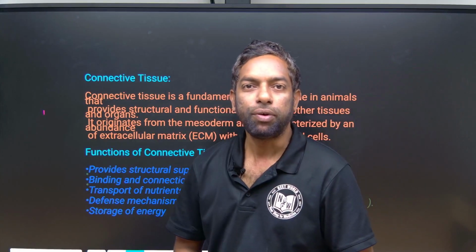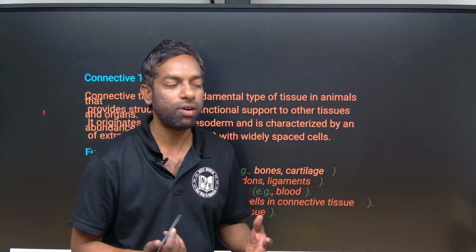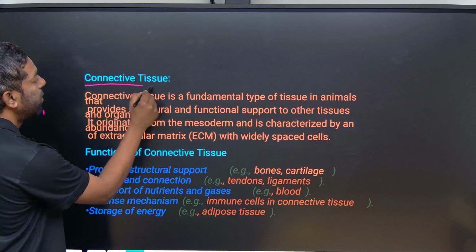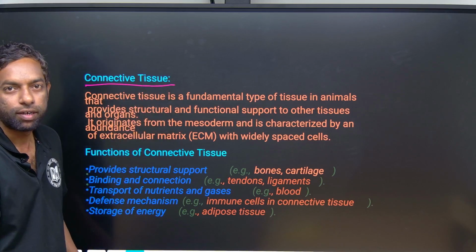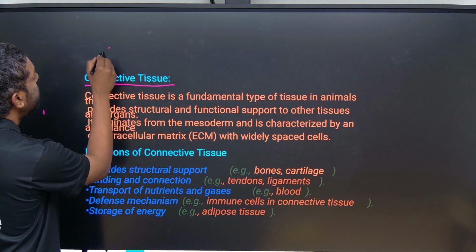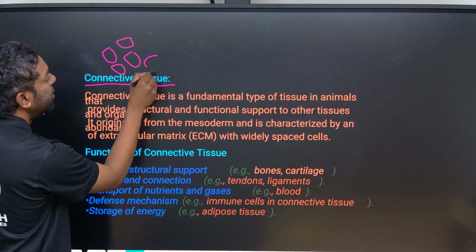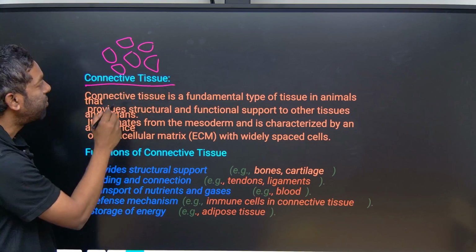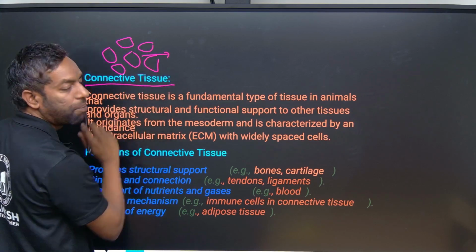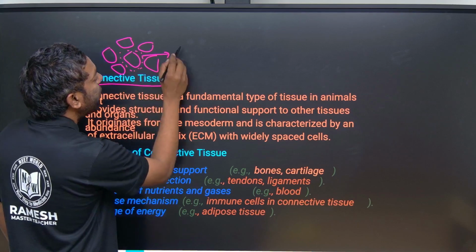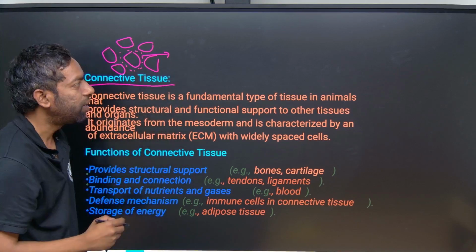Guys, today we are going to discuss the connective tissue. Okay, connective tissue. Tissue is what? Tissue is a group of similar types of cells with their intercellular matrix, to perform a specific function, called tissue.